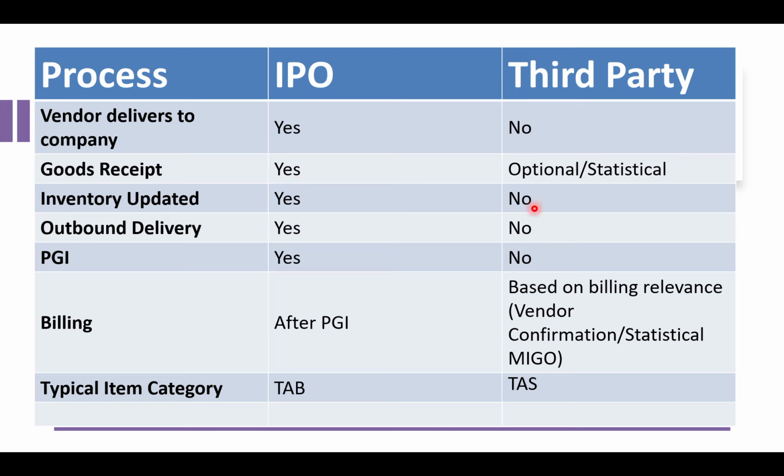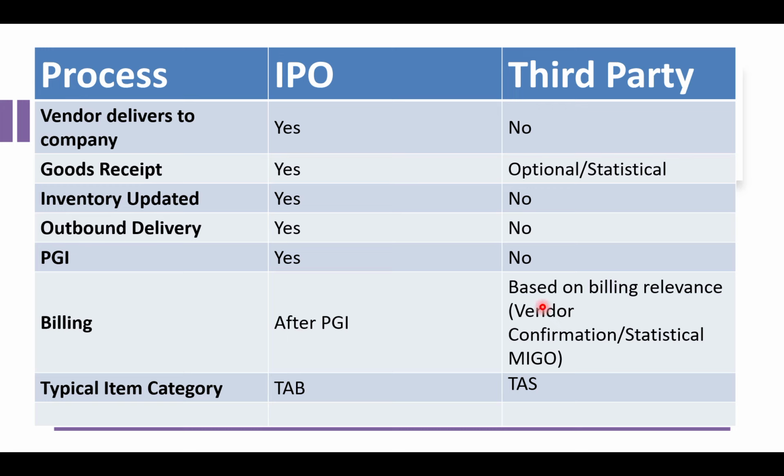Here there is no inventory and there is no outbound delivery in third-party sales. We are creating outbound delivery for the IPO sales. PGI is there. Yes, PGI also there. If OBD is not there, PGI also not there here. And billing. So here how will billing be done? Billing will be done based on the delivery quantity. After PGI, you can do the billing. That also, how much quantity you have created the OBD, customer delivery, that quantity only you can do the billing.